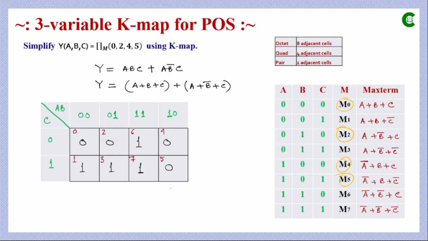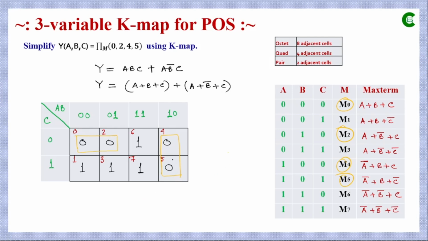Here first we will check for an octet, which is not possible because we don't have 8 zeros. Then we'll go for a quad, but though we have 4 zeros, all those 4 zeros are not adjacent cells, so a quad is not possible, but a pair is possible. Between these two cells one pair is possible, and between these two cells another pair is possible. And then we will simplify group by group.